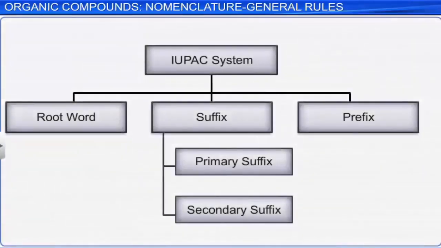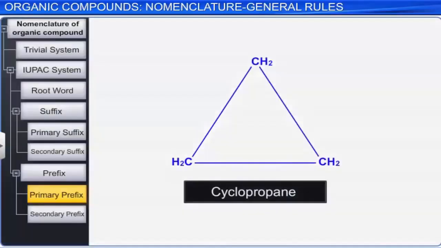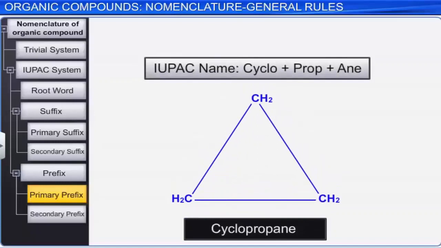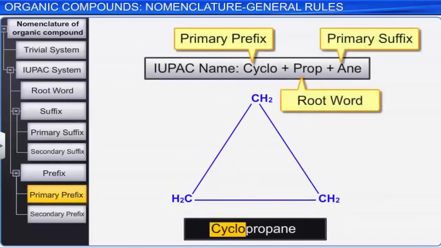Now let's look at the final component, the prefix. There are two types of prefixes: primary prefix and secondary prefix. A primary prefix is used to differentiate acyclic and cyclic compounds. However, the rules for using these are slightly different. For example, in cyclic compounds, the prefix cyclo is added before the root word.